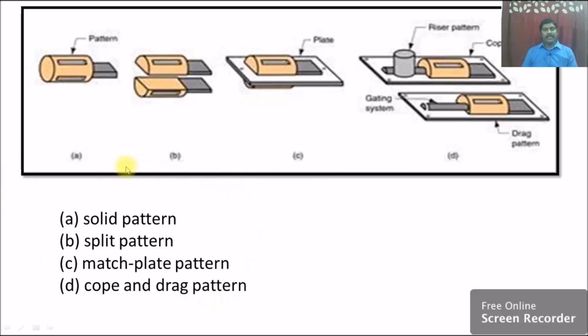So combinedly, four types are displayed here. The first one is a pattern, and it is a solid pattern, and this is a split pattern, and here it is a match plate pattern. First part as well as second part. The first part is nothing but a cope, and the second part will be called a drag, and in between a plate is available, so it will be called a match plate pattern. And the cope and drag pattern is available. The top part will be called a cope pattern, and the bottom part will be called a drag pattern. So the riser assembly is for filling up the molten metal.